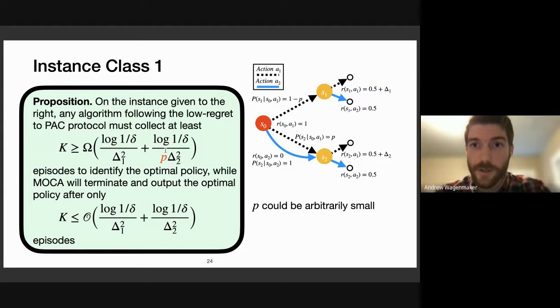The instance here is pretty simple. Basically, it's a horizon of 2. You have 2 states. So you start in some state S0.